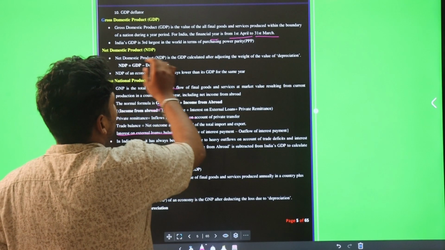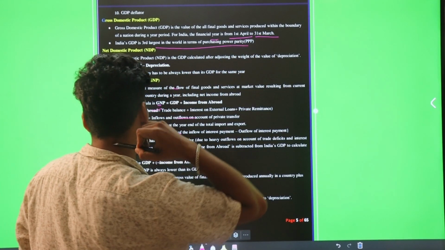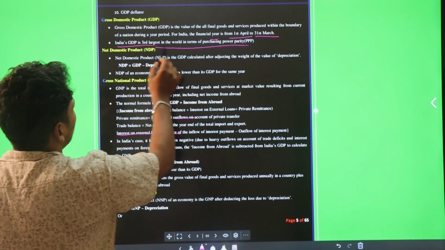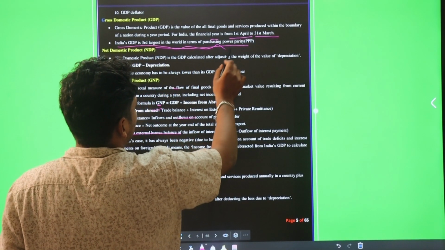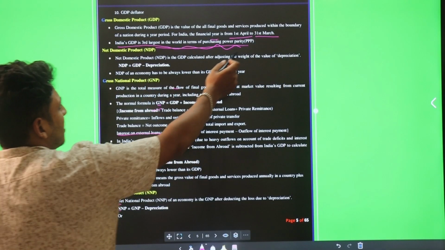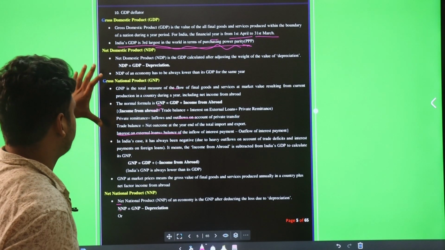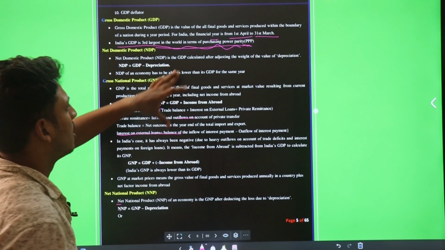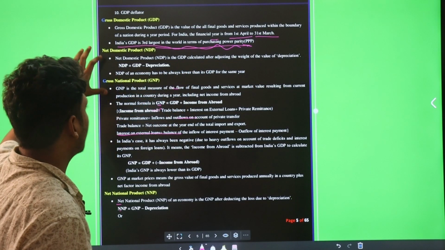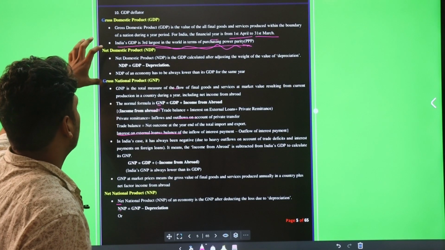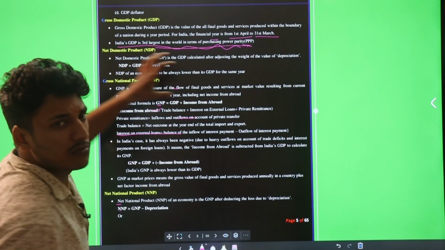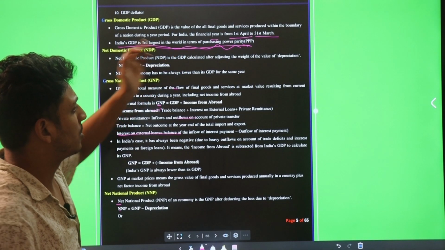India is third in the world in terms of GDP by purchasing power parity. This is not important. I will teach you what purchasing power parity is. I think I have to teach you this.